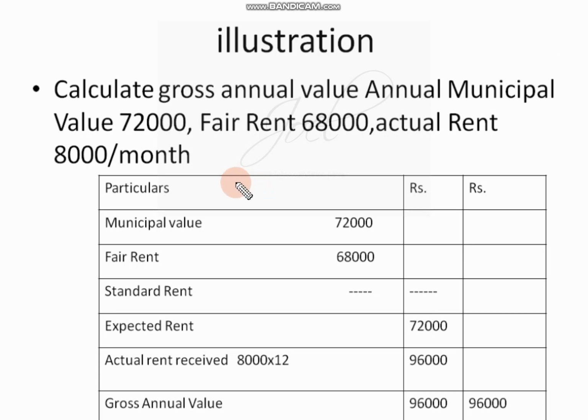So our format says municipal value and fair rental value. Out of these two, whichever is higher we have to consider. The next amount we want is standard rent.